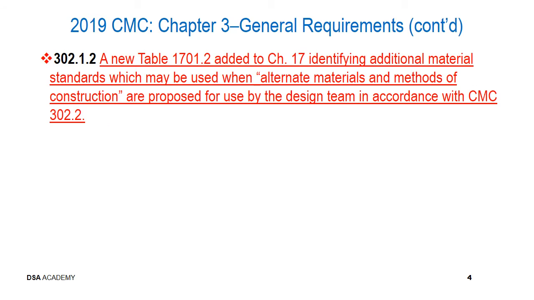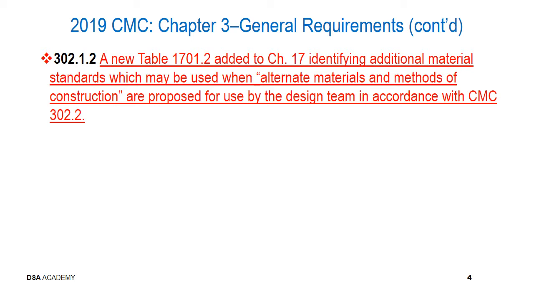Similar to the 2019 edition of the California Plumbing Code, the 2019 edition of the California Mechanical Code has also had a new table added to Chapter 17, which is Table 1701.2. This table identifies additional material standards which may be used by design professionals when they determine alternate materials and methods of construction are going to be proposed for the use on the particular project.